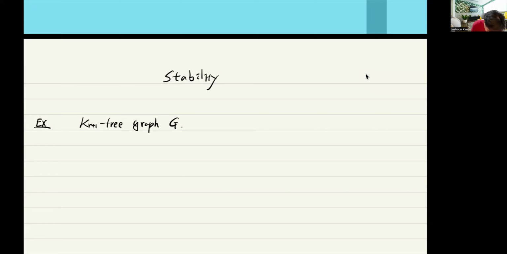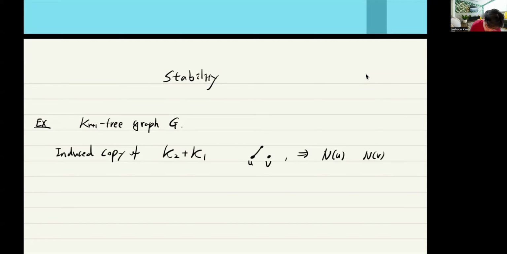And every time you have an induced copy of K_2 disjoint union K_1, so you have two vertices adjacent and one non-adjacent, let's say you have u and v here. Then what you know is that if you take the neighborhood of u and the neighborhood of v, their symmetric difference is not empty. So we know this.